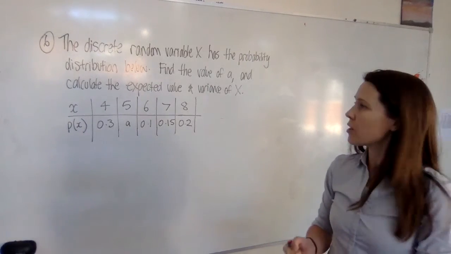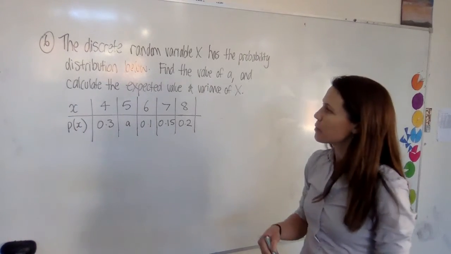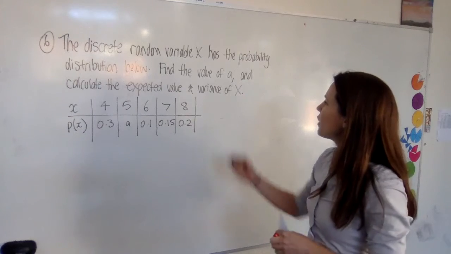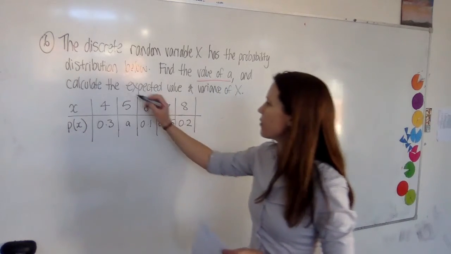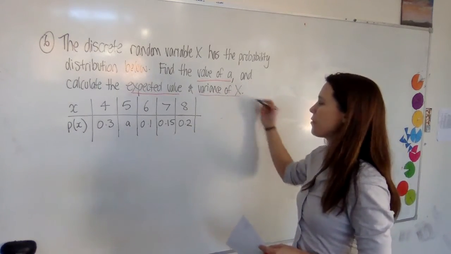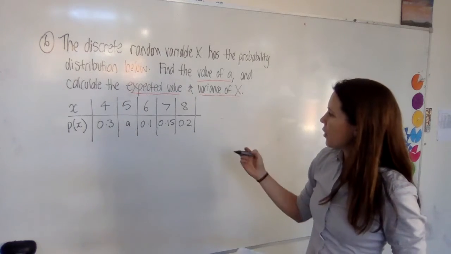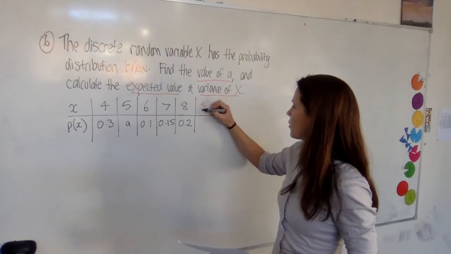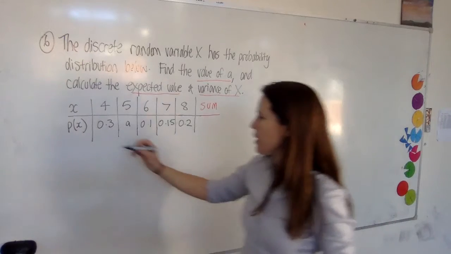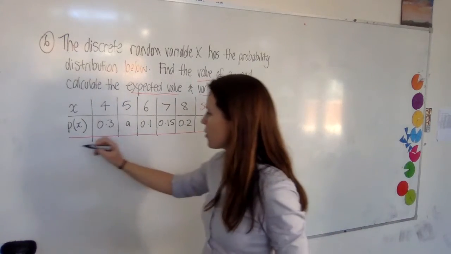Okay, question 6. The discrete random variable x has the probability distribution below. Find the value of a and calculate the expected value and the variance of x. Okay, we need an extra column for the sum and we need a few more rows.